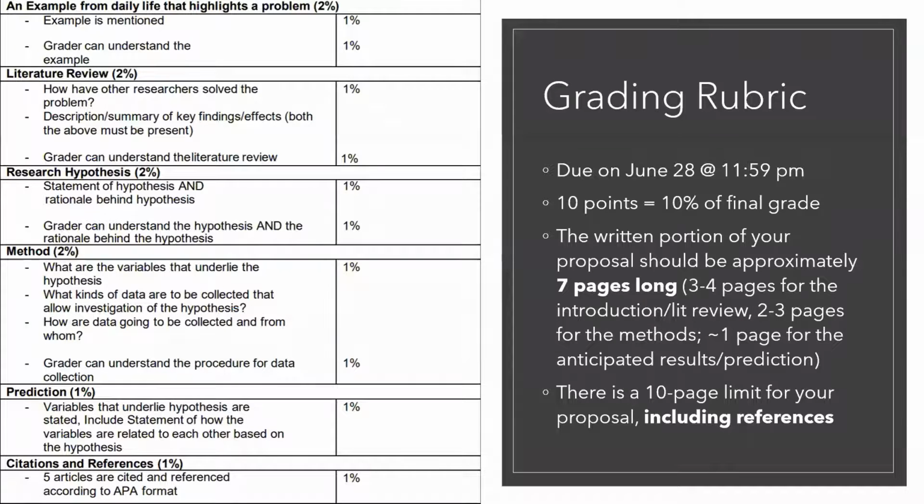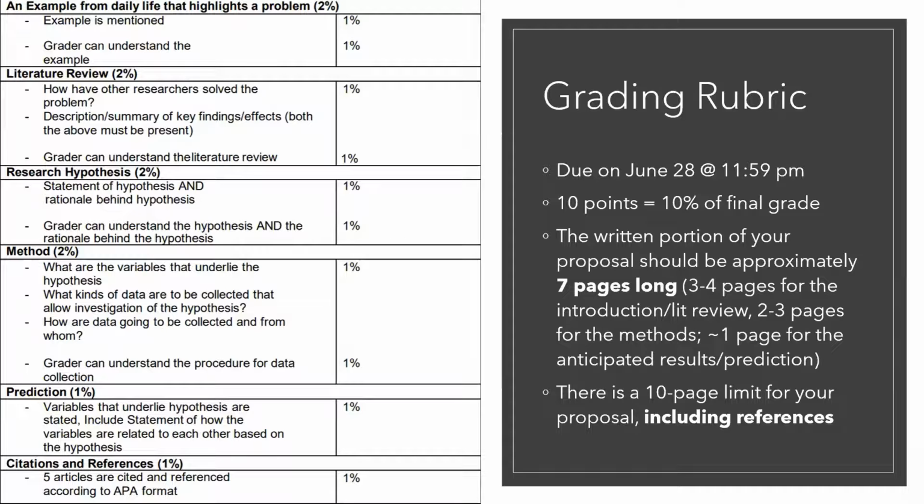Here's the detailed rubric that explains how I'll be marking your research proposal, and I'll be sure to send these slides out tomorrow or the next day so you can save this and refer back to it. Again, your proposal is due June 28th at midnight, and it'll be worth 10 points, which will equate to 10% of your total course grade.